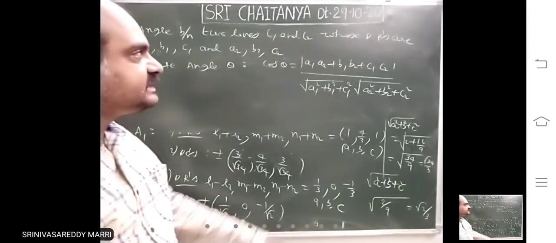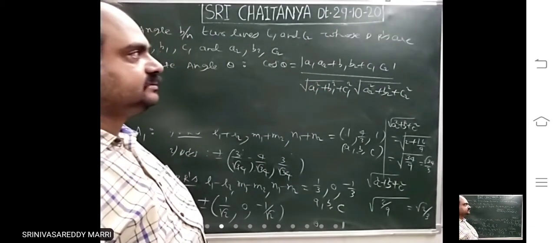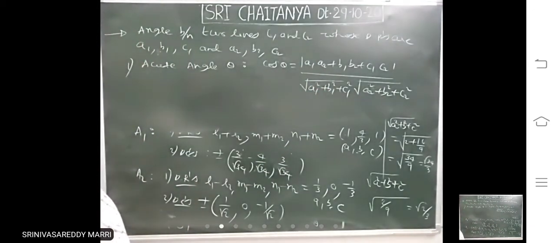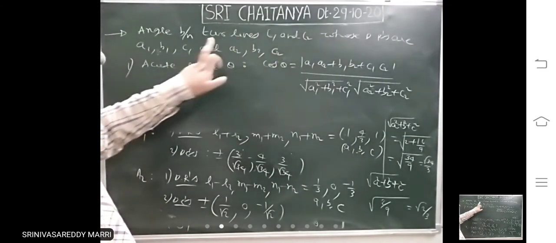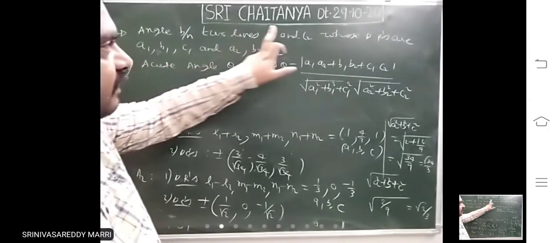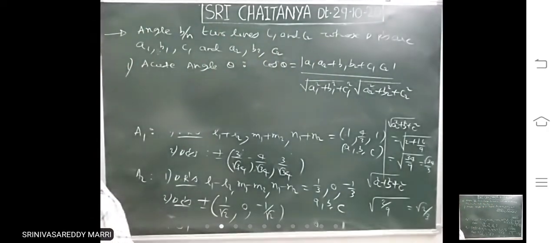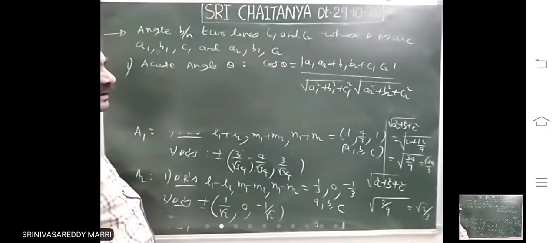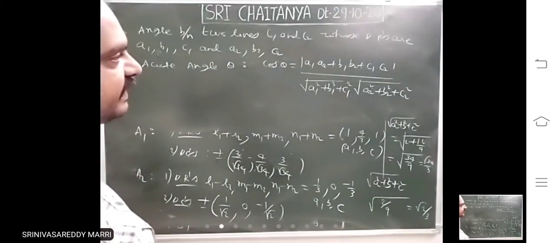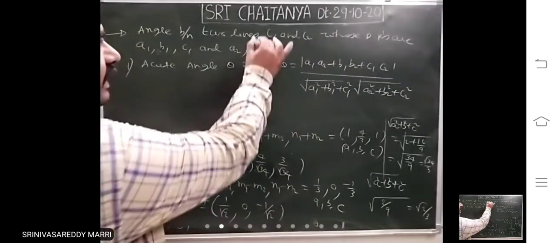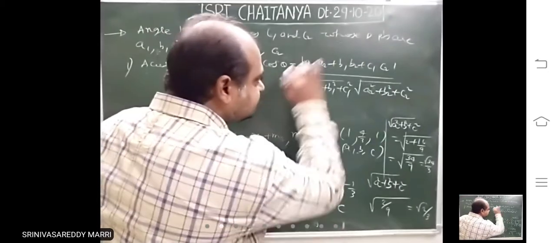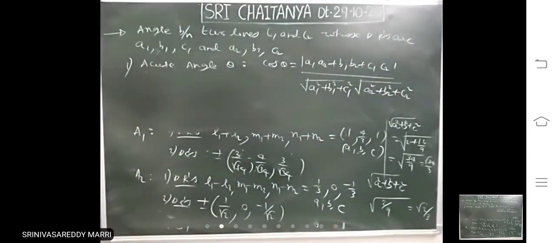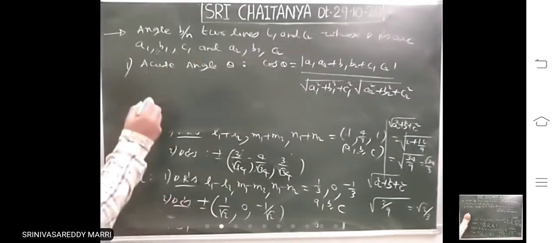In straight lines, always you want slopes for calculating angle. Similarly here, for calculating angle, what are the DRs of line you must know. What are the DRs of the line you must know. Then you can calculate angle. In 3D geometry, always for calculating angle, for L1, what are the DRs? And for L2, what are the DRs? And use this formula. This formula is used to calculate acute angle.